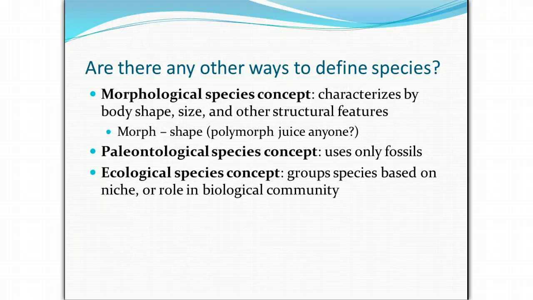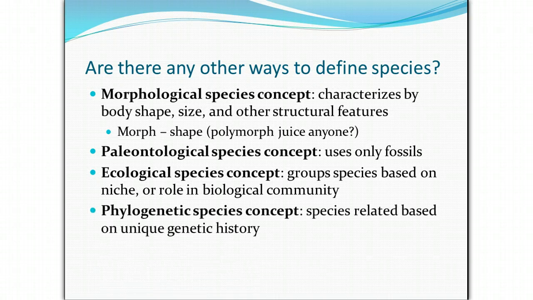There's the ecological species concept, and species are grouped based on their niche or their role in the biological community. And we'll talk more about the niche when we get into our ecology unit, but it's basically an organism's place in the community: where they live, what they eat, what shelter they need.